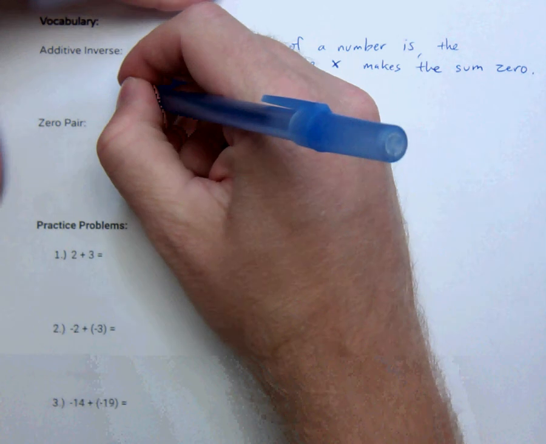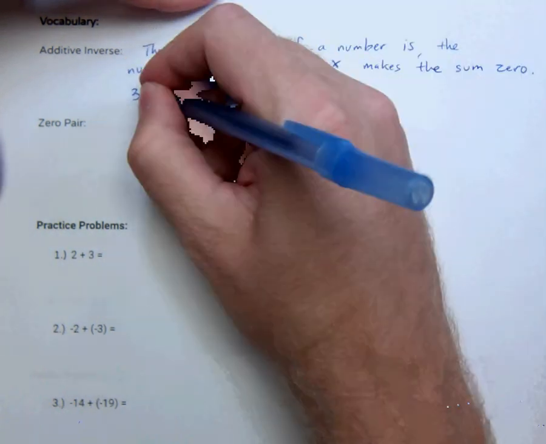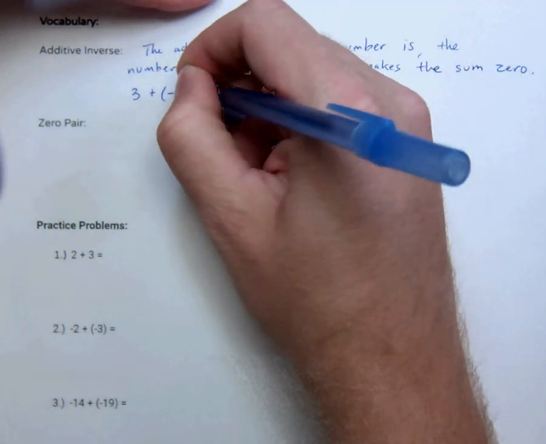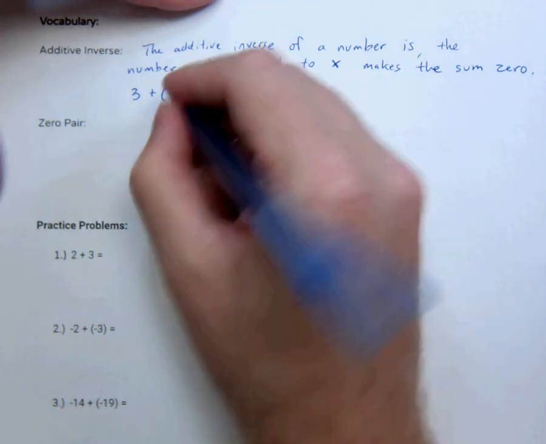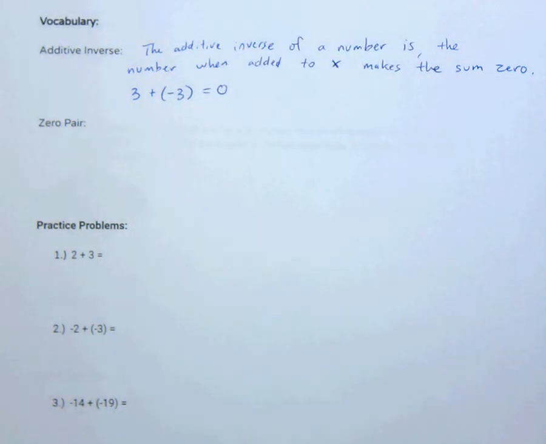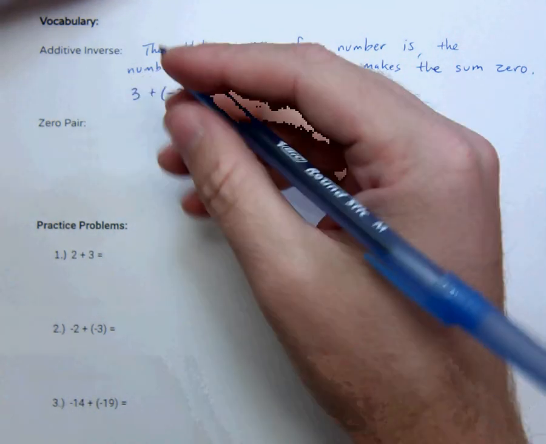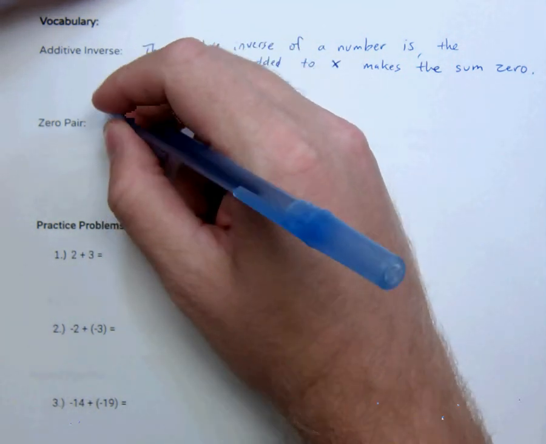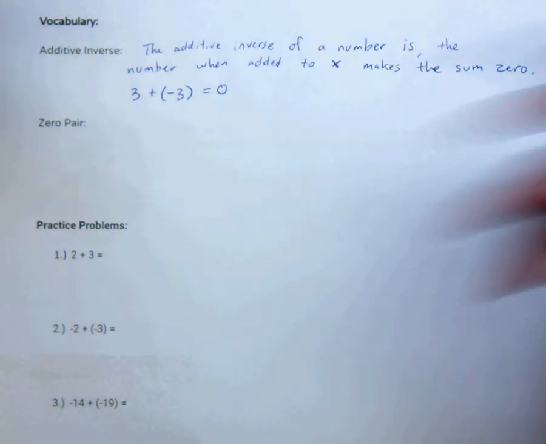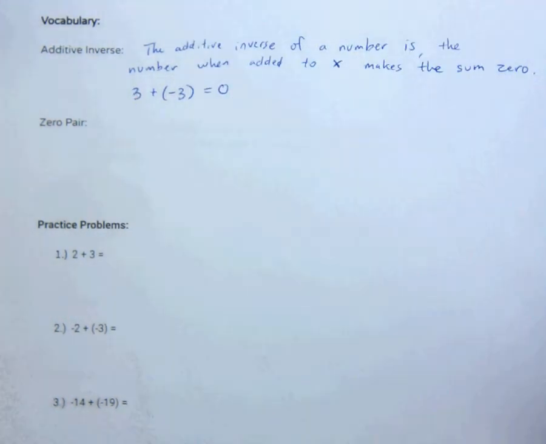So for example, if I had 3, if I were to add a negative 3 to it, like this, the sum would be 0. And we'll get into that a little bit more in a second. And then zero pair, this is basically a pairing of integers that makes the sum 0, which sounds simple. So I'm actually going to show you visually what this looks like.